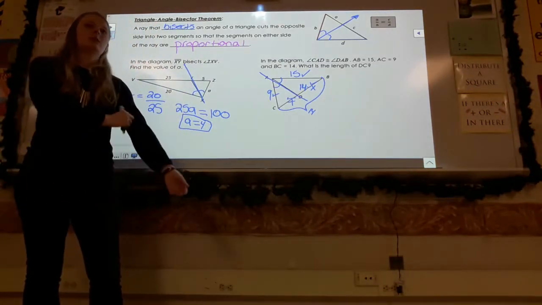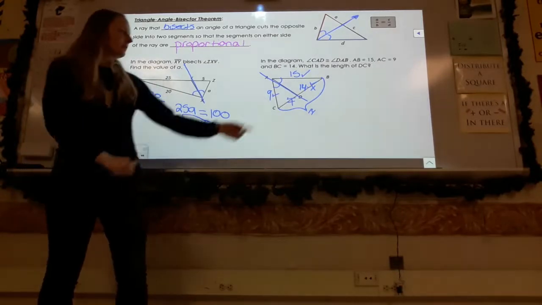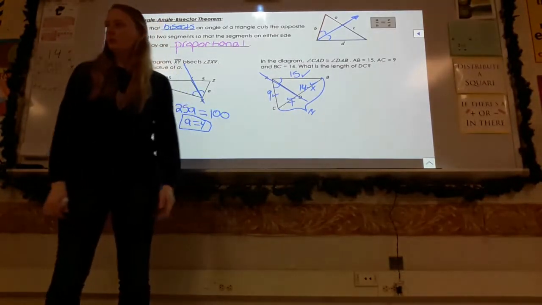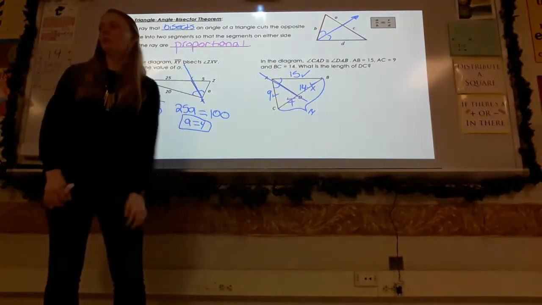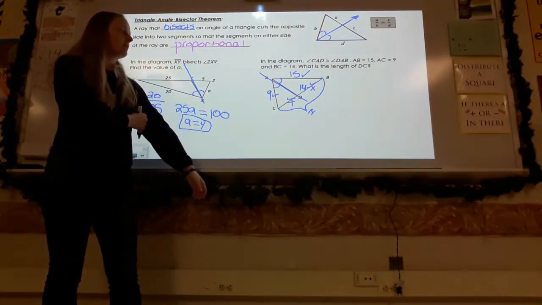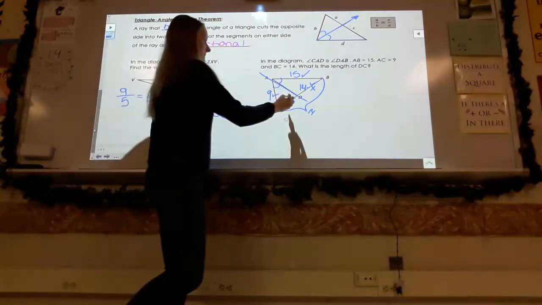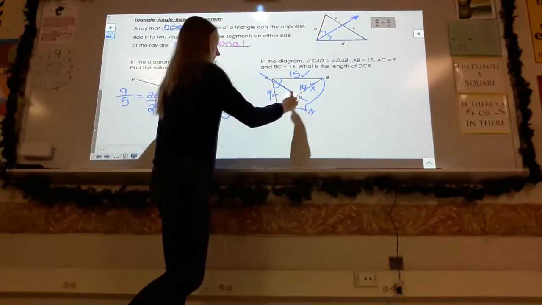So what do you guys think? Wait, what's the one on the left? This? Yeah, that's x, because that's what we're looking for. They said find the length of DC, so I just called that x because that's what we're looking for. It doesn't look like an X. Well, that's because I wrote it sideways and I have a check next to it. Oh.